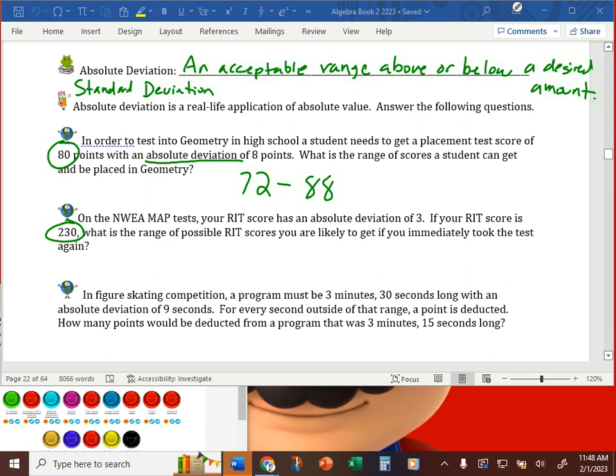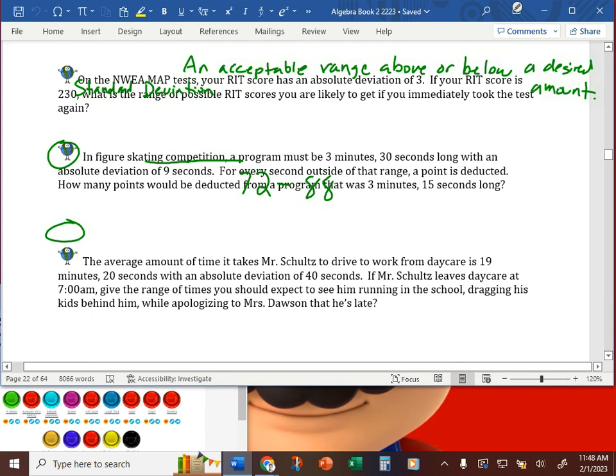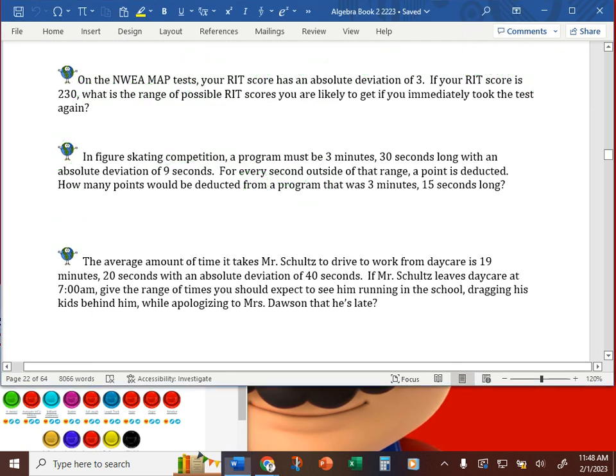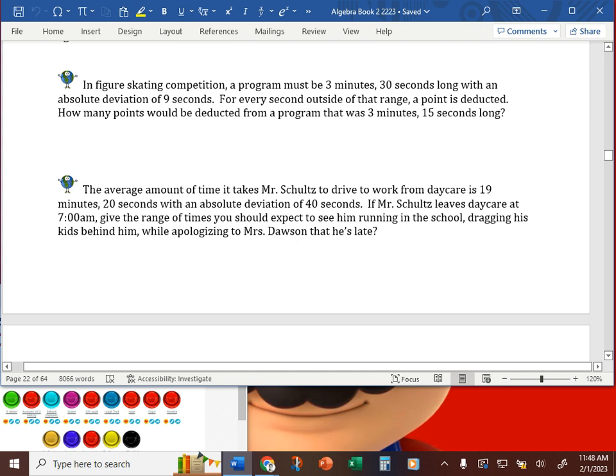Okay, is there more to this, or is that the last one? Oh, there's more. The average amount of time it takes me to drive to work from daycare is 19 minutes, 20 seconds, with an absolute deviation of 40 seconds. Maybe I hit all the red lights, maybe I get all the green lights. If I leave daycare at 7 a.m., give the range of times you'd expect to see me running into the school, dragging my kids behind me, while apologizing to my boss that I'm late. Again, real life, outside of math class.